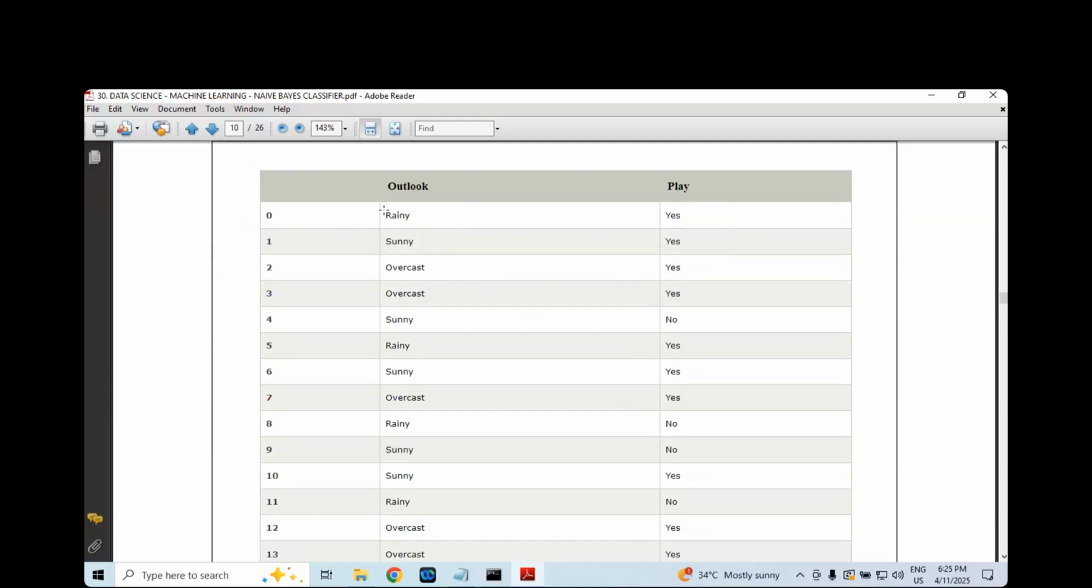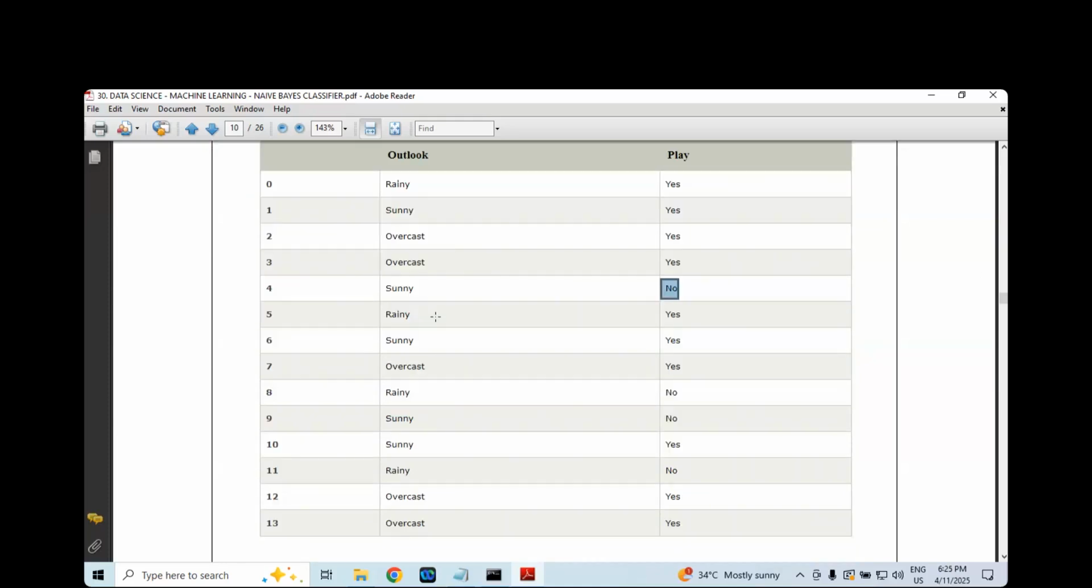On one day, the climate is rainy, and they played. Next day, sunny, they played. Next day, overcast, played. Overcast again, played. The next day, sunny, they didn't play. Like this, we have almost 14 rows of data.